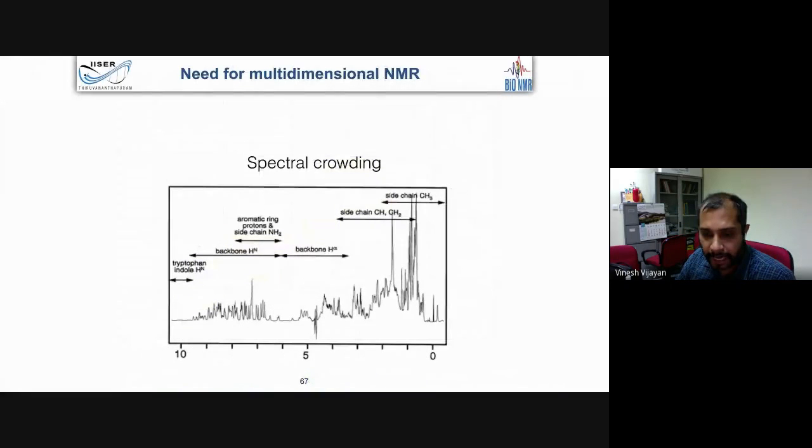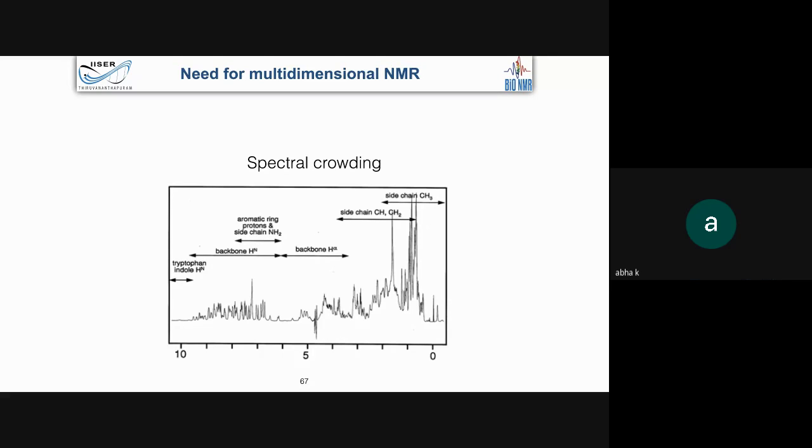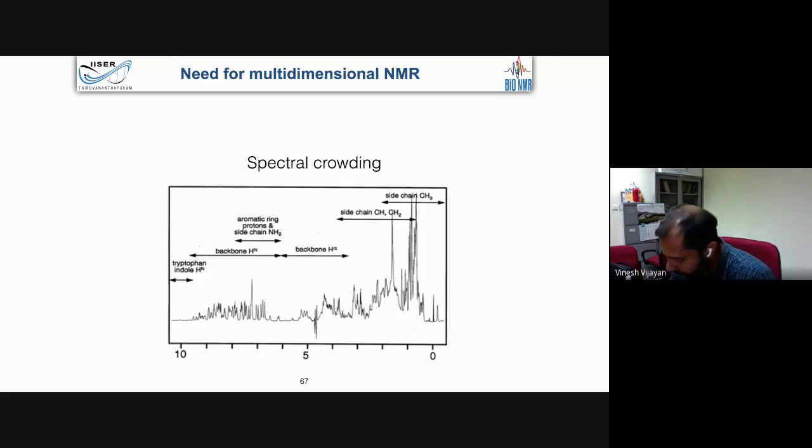Okay, I think I stopped here. If you have time, I'll just, in 5 minutes, talk about biological NMR, if it is fine with you. Okay, sir. Okay. Now, when we do NMR, oh, actually, it was two-dimensional NMR, but I didn't want to.